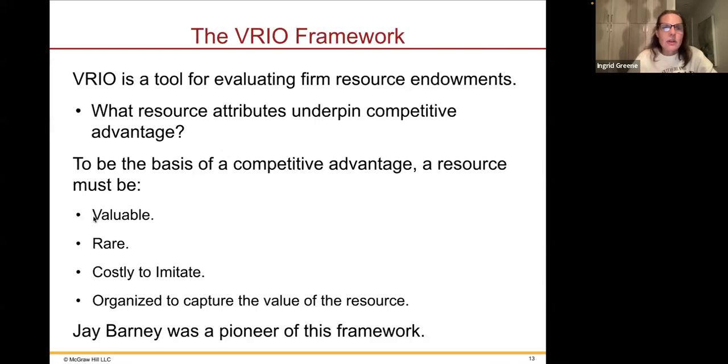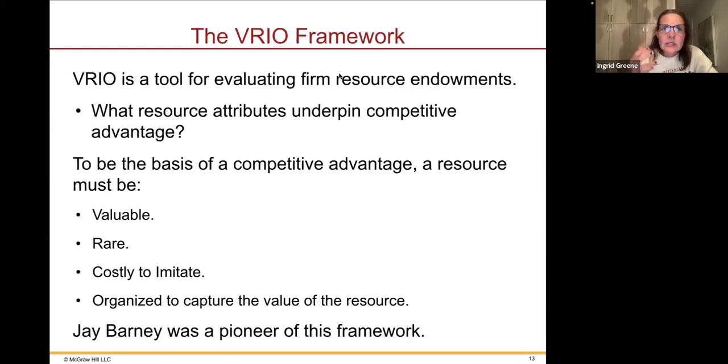VRIO: valuable, rare, costly to imitate, and then organized to capture the value of the resource. Dr. Jay Barney is from Northern California. If you are from the East Bay, he's from Walnut Creek. He got his PhD at Yale. He's not that old, he's in his early 70s at the moment. And now he teaches at the University of Utah after teaching at UCLA and a couple of other different universities.